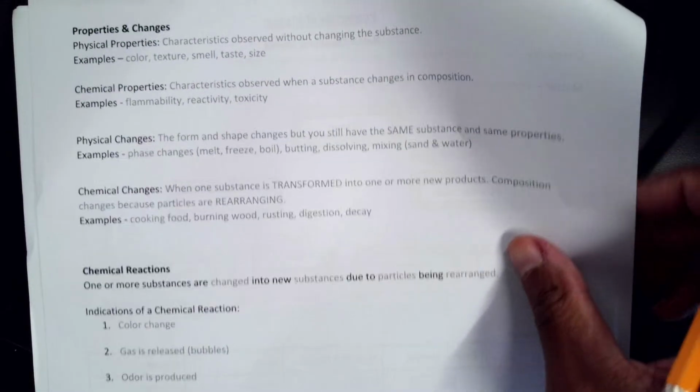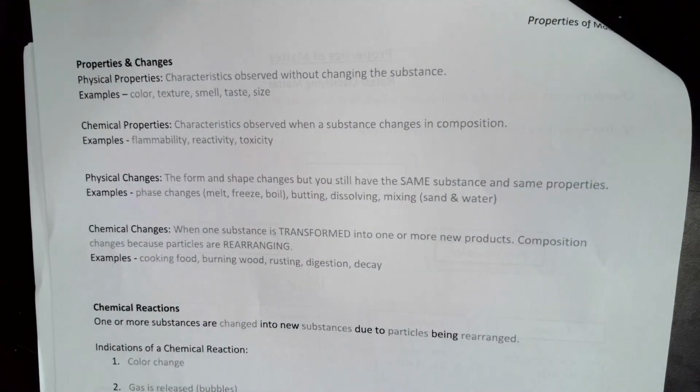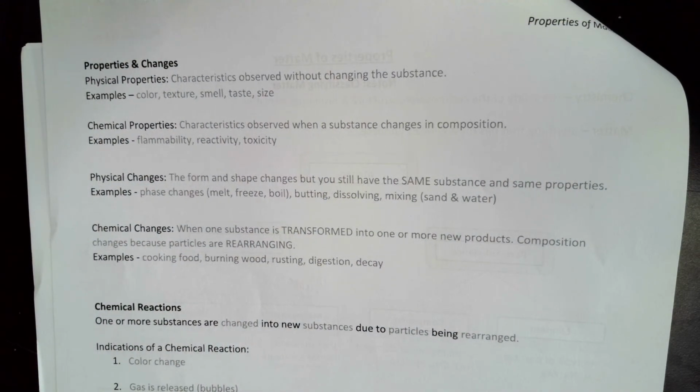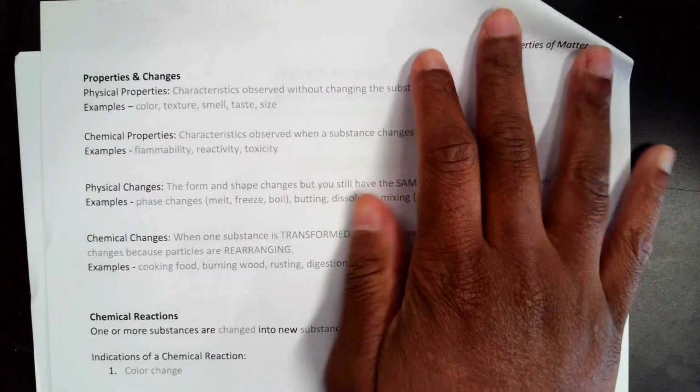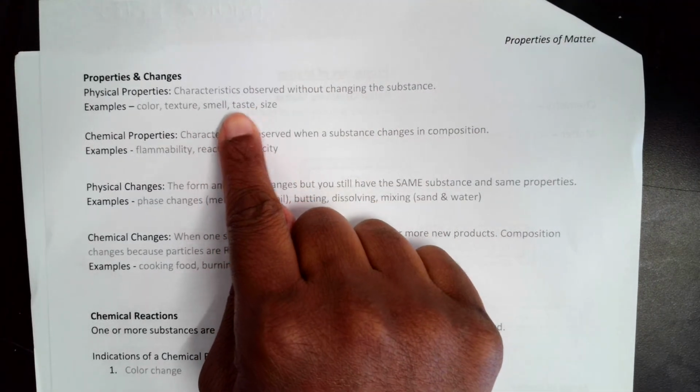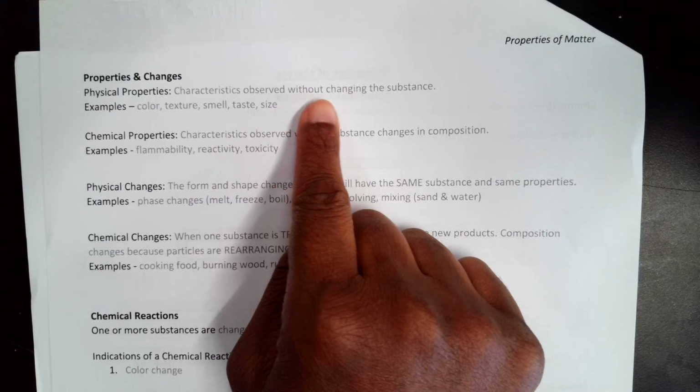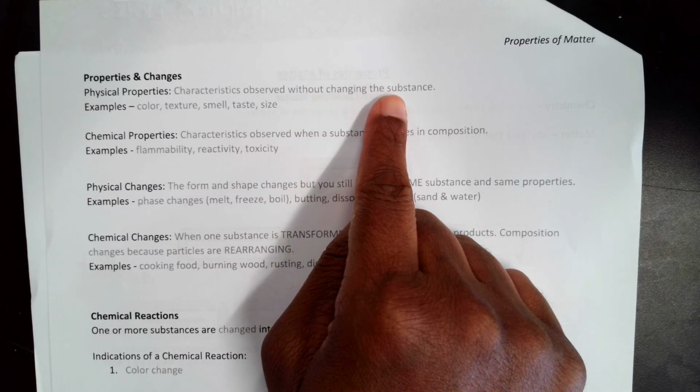Let me just flip to see if there's anything else. Yes, there is. So I'm going to go to the back. At the top, it should say properties and changes. So physical properties: characteristics observed without changing the substance.